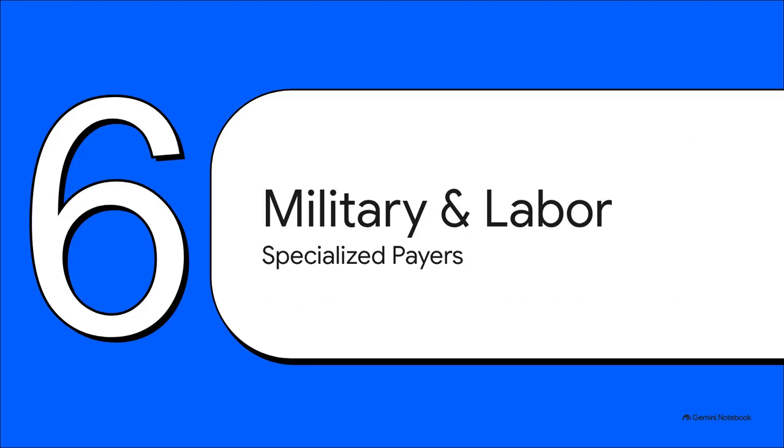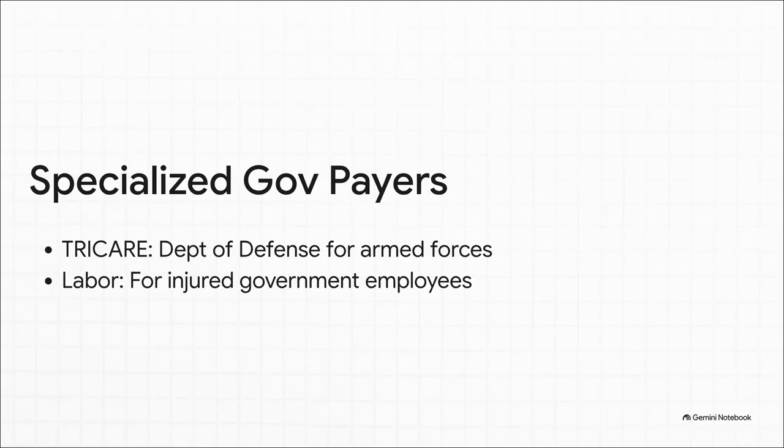All right, home stretch, Section 6, Military and Labor Payers. Finally, you've got to master TRICARE and the Department of Labor. TRICARE is managed by the Department of Defense, and it has a few distinct plans. TRICARE Standard basically operates like a PPO. TRICARE Prime is your HMO-like plan for active duty, and TRICARE for Life serves as a Medicare supplement. You'll also encounter CHAMPVA, which covers dependents and spouses of disabled or deceased veterans. And then you have the Office of Workers' Compensation Programs, or OWCP, which manages labor claims.